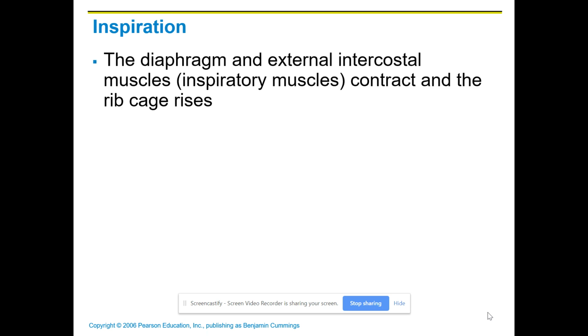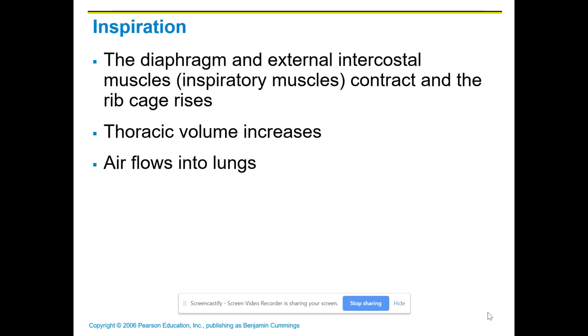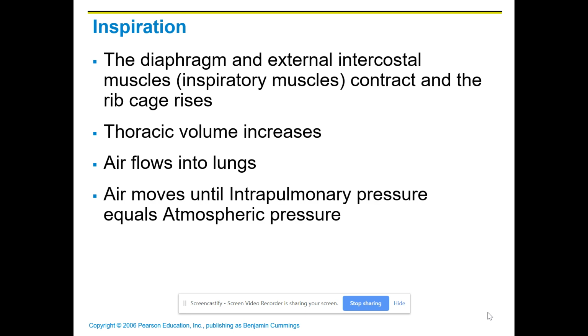So during inspiration, what's going to happen is muscles contract. The muscles that contract are called inspiratory muscles. And these muscles increase the volume of the thoracic cavity. As thoracic volume goes up, pressure is going to go down. And as pressure goes down, it's going to be lower than the pressure outside. And so air will flow into the lungs. This is going to continue until the two pressures are exactly the same.